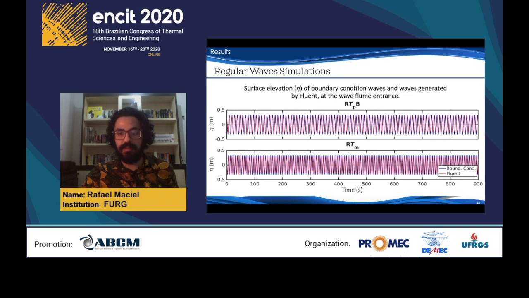Here we have the surface elevation at the entrance of the wave flume, but now with regular waves. On the top we have regular waves using the peak period, and on the bottom using the average period. The root mean square error for the simulation using the peak period was 0.08 and for the average period 0.04.